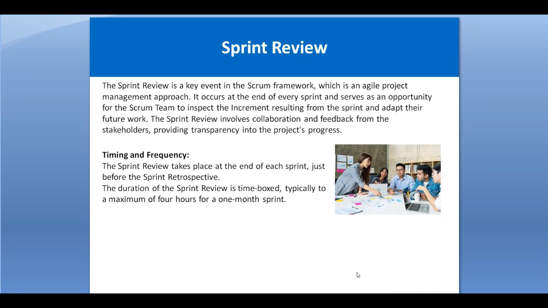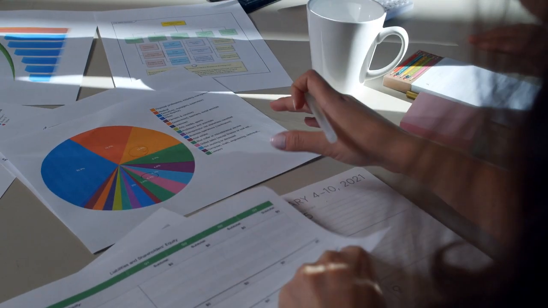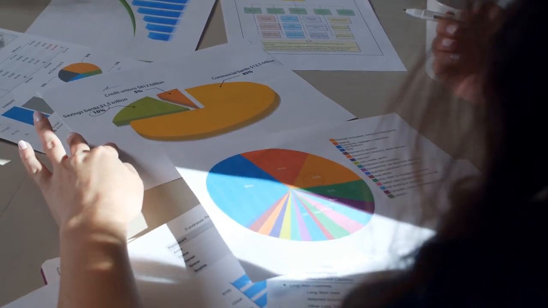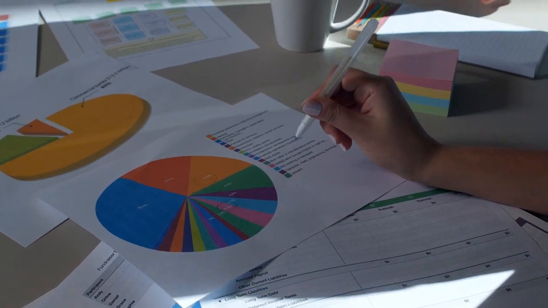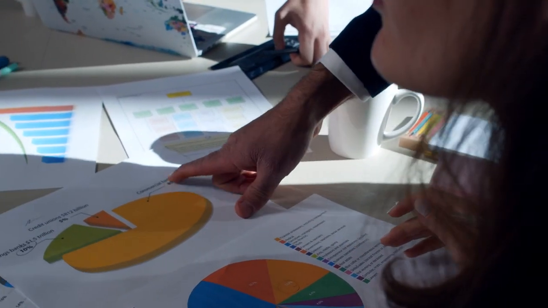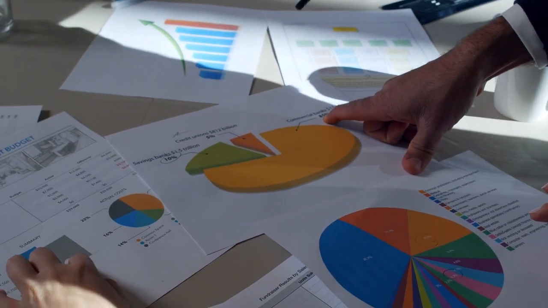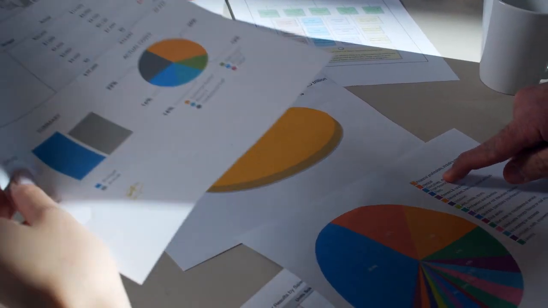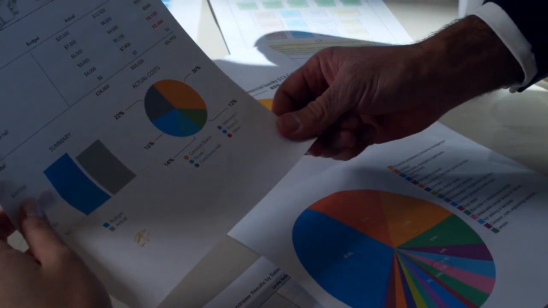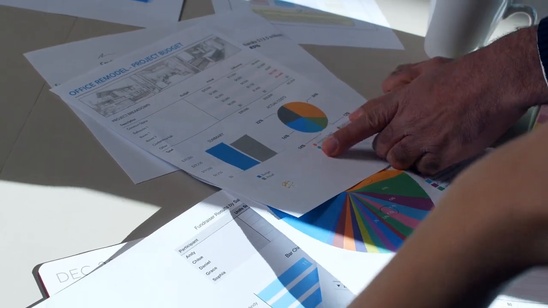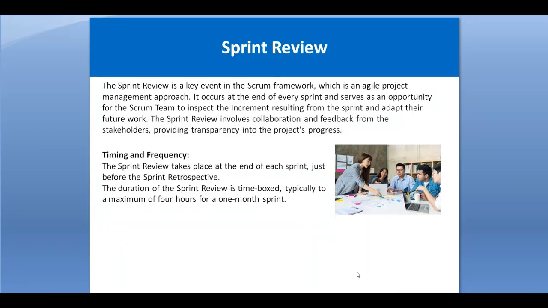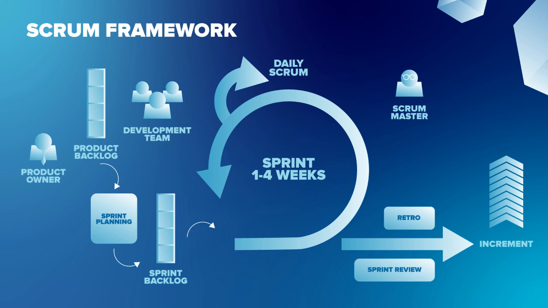Today we shall discuss the topic of sprint review. Sprint review is a key event in the Scrum framework. The Scrum framework is based on the Agile project management approach, in which we divide the work into multiple chunks called sprints. A sprint is a 3 to 4 week time period in which we deliver the work to the customer on an incremental or adaptive basis.